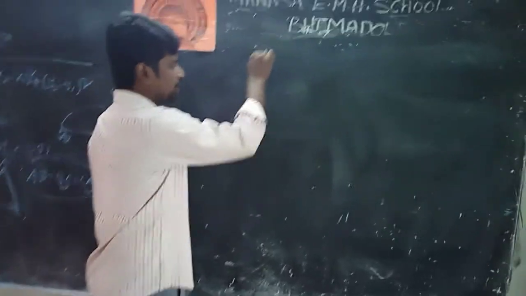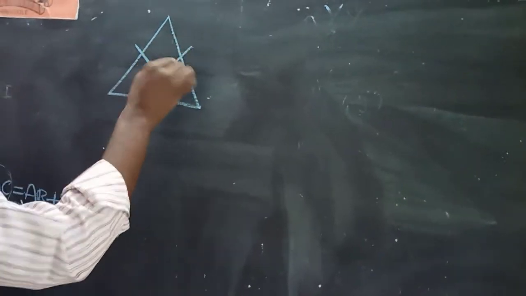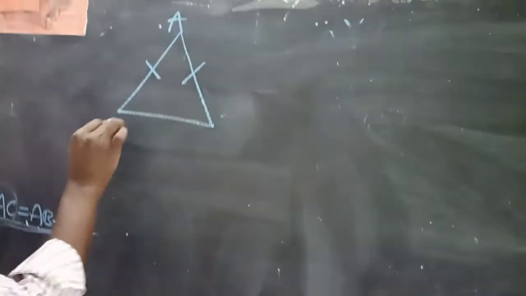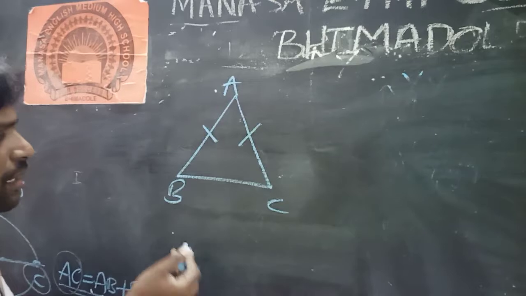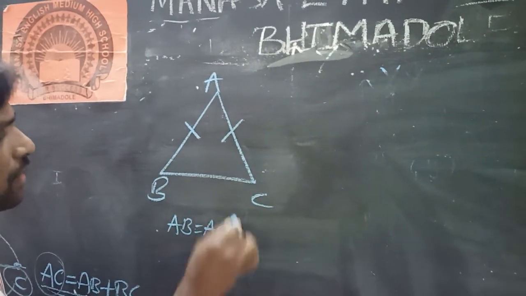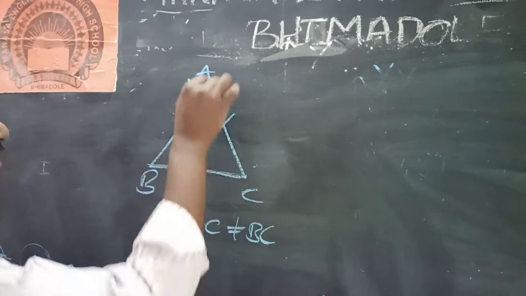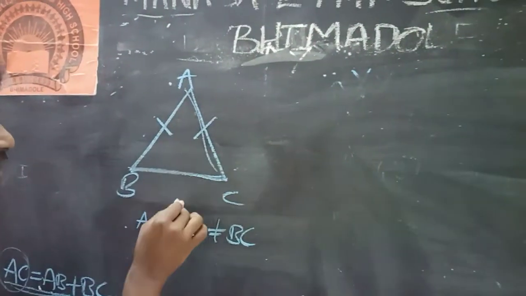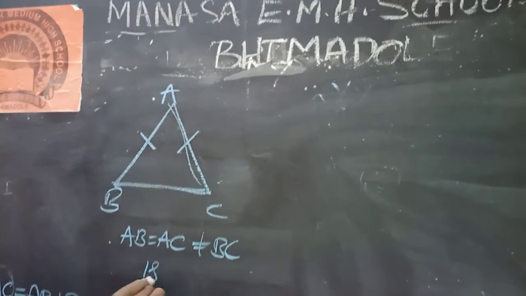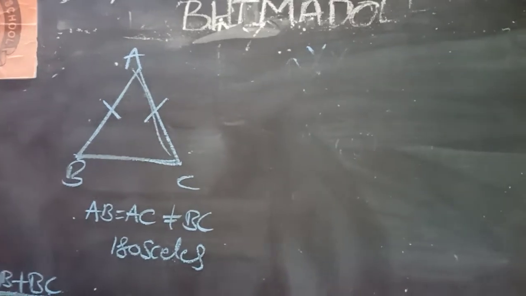Next one is the isosceles triangle. If in any triangle two sides are equal, let us consider A, B, C as vertices of the triangle. Two sides are equal: AB is equal to AC, not equal to BC. Two sides equal is called an isosceles triangle.